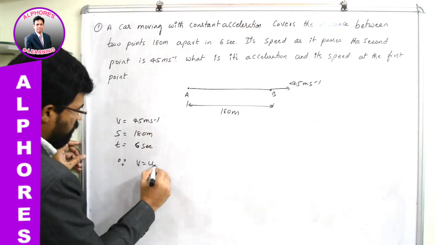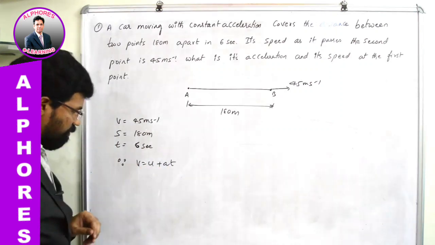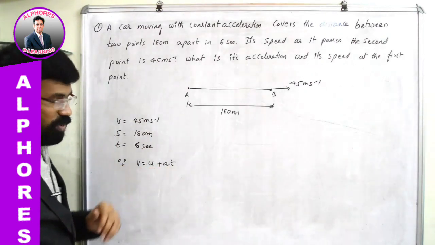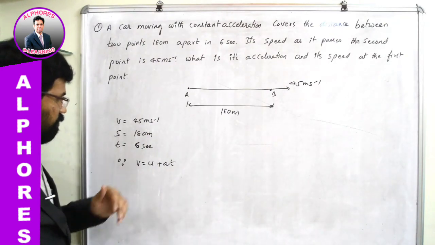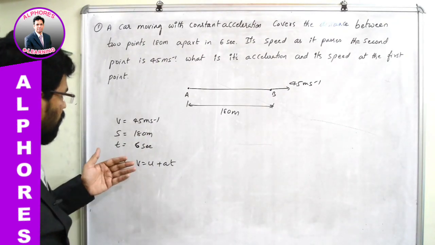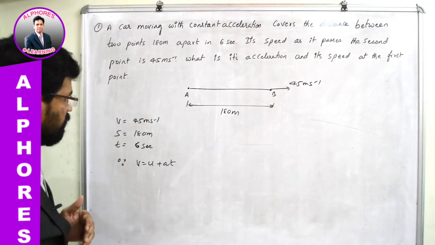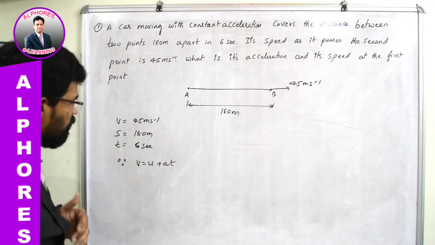Okay, v is equal to u plus at equation. Here u and a both are unknowns, but anyway, 2 unknowns are there. I'll try to write 2 equations corresponding to this data. I'll be able to solve them.